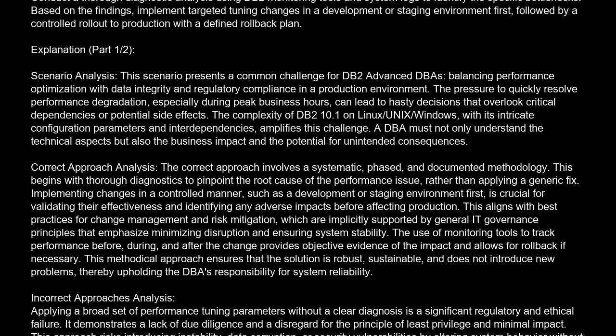Incorrect approaches analysis. Applying a broad set of performance tuning parameters without a clear diagnosis is a significant regulatory and ethical failure. It demonstrates a lack of due diligence and a disregard for the principle of least privilege and minimal impact. This approach risks introducing instability, data corruption, or security vulnerabilities by altering system behavior without understanding the specific cause of the problem. It violates the implicit ethical obligation to act in the best interest of the organization by prioritizing speed over accuracy and safety.